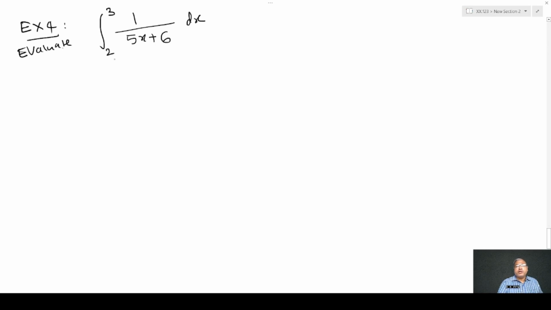Example 4. Evaluate integration 1 upon 5x plus 6 with respect to x from 2 to 3. We can also read it as integration 2 to 3 1 upon 5x plus 6 with respect to x. But I commonly read as integration of 1 upon 5x plus 6 with respect to x for limit 2 to 3. Solution. Step 1. Integration of 1 upon 5x plus 6 with respect to x.